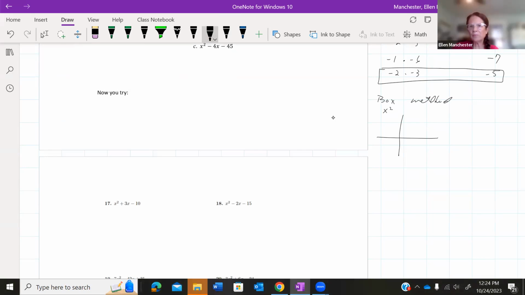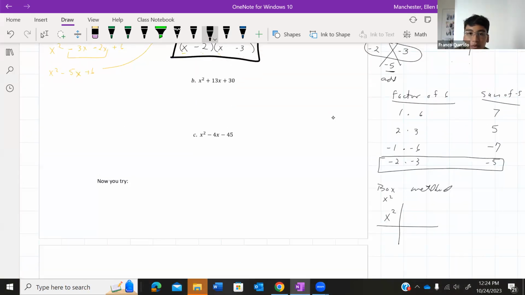In the box itself, so this should go here. And then on the bottom right is the number, which would have been, I think, 6. Okay. And then you put the factors that would go into it. So you could put like a 2x on the top right, and then like a 3x on the bottom left. Okay. And they should both be negative.